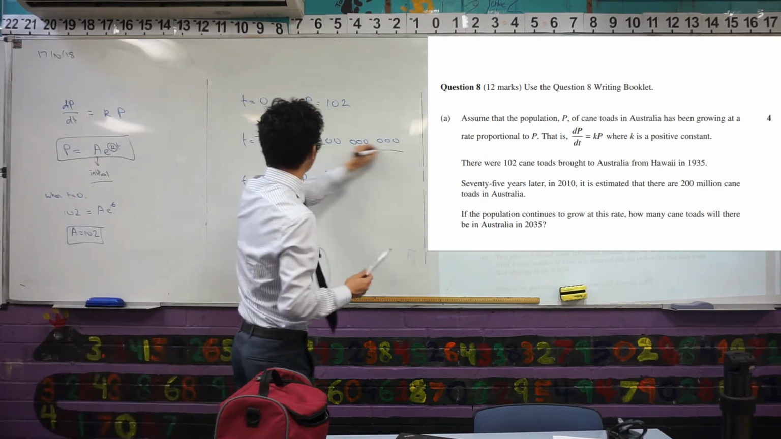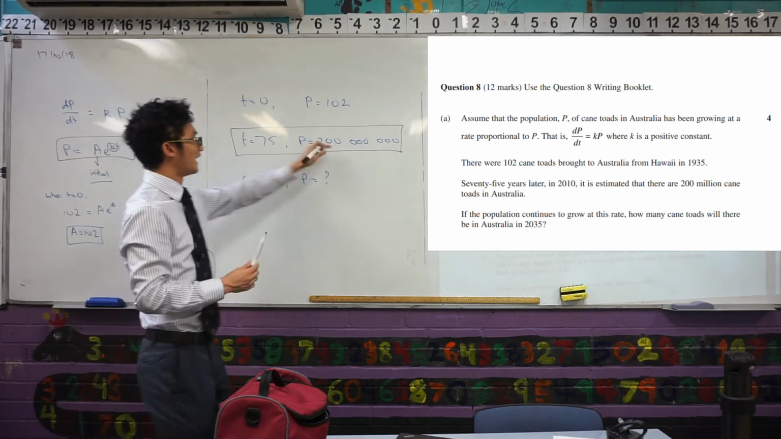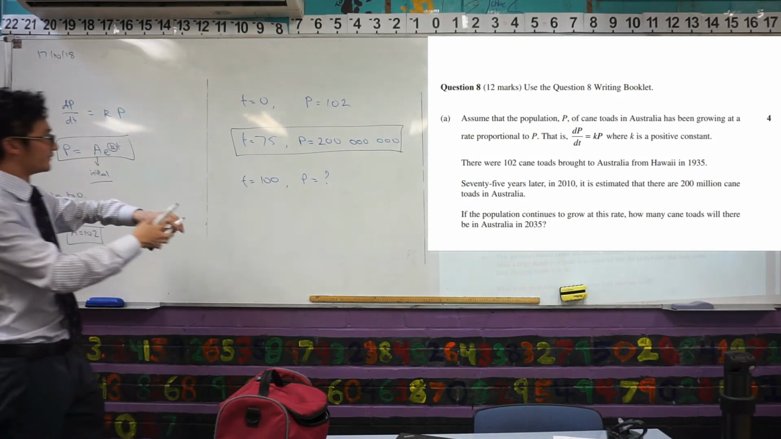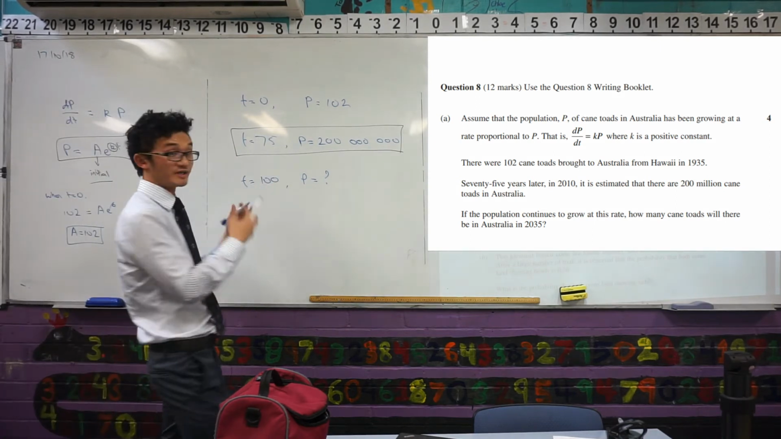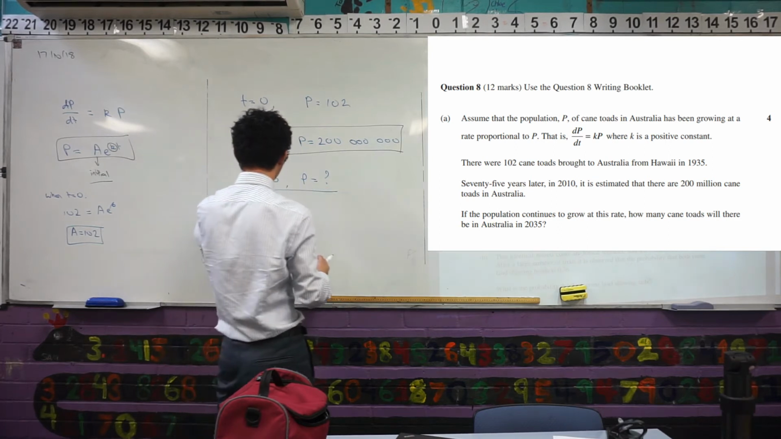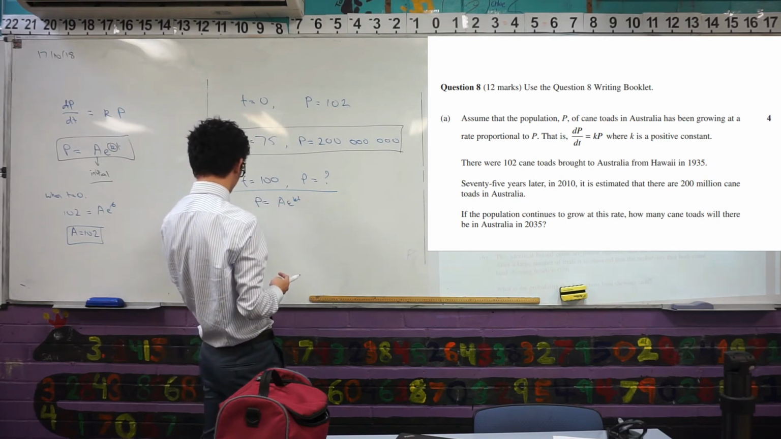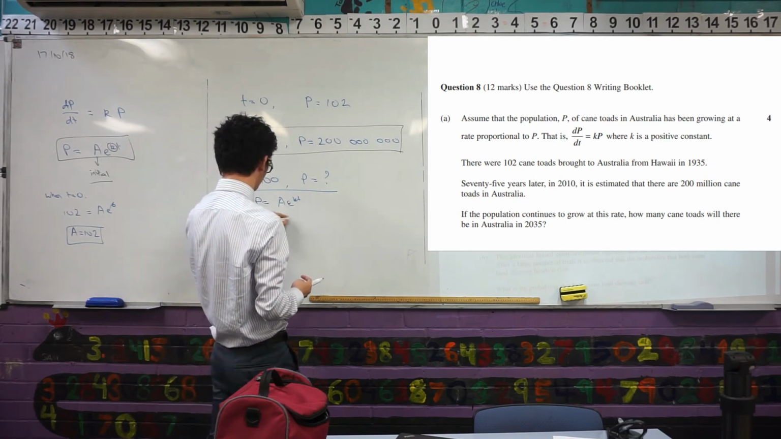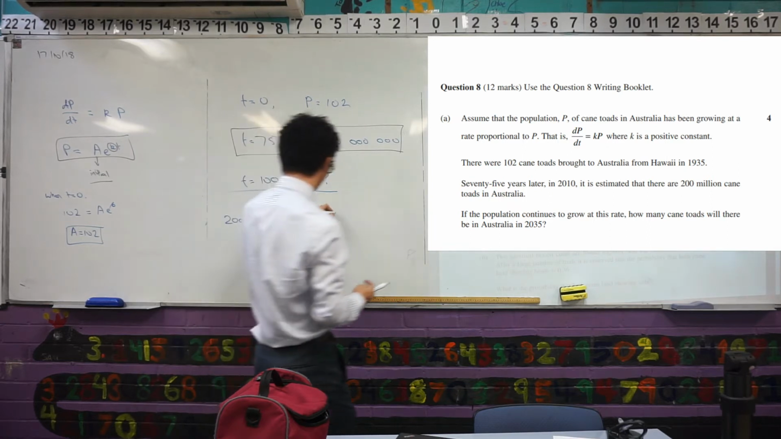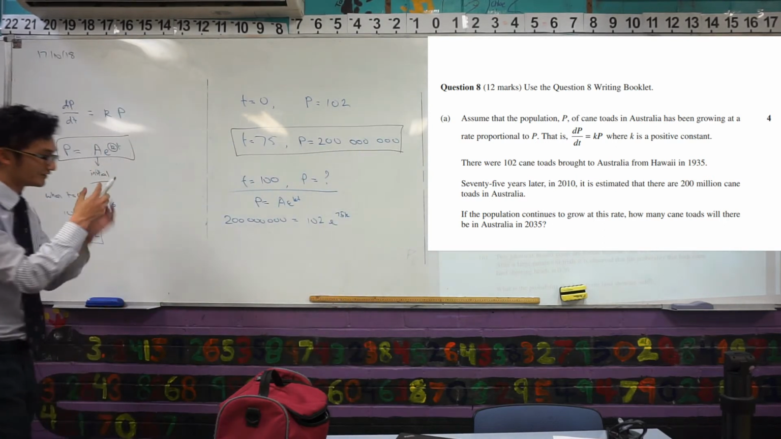We go to this one here, because here we have the complete picture. I know after how long, how many cane toads there are. I'm going to substitute those values in, right? So for this one here, let's make an equation to represent this. I know that P is equal to A e to the kt, where in this case, P is 200 million, A is my starting value, or 102, and t is going to be 75. And what I'm trying to do is solve for k. I'm trying to see what this growth constant is.